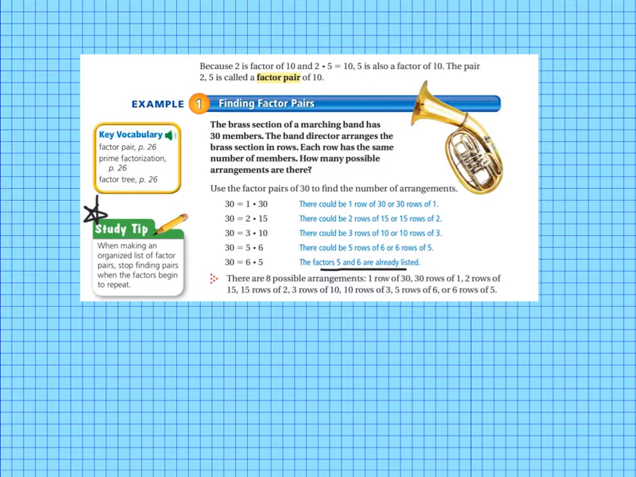So I mentioned a factor rainbow. I'm going to go ahead and do one of those down here for 30 so that you know what that looks like if that's new to you. So you always start a factor rainbow with 1 because 1 is a factor of every number. And 1 times 30 is 30. And 30 is even, so we know that 2 goes into 30. 2 times 15 is 30.